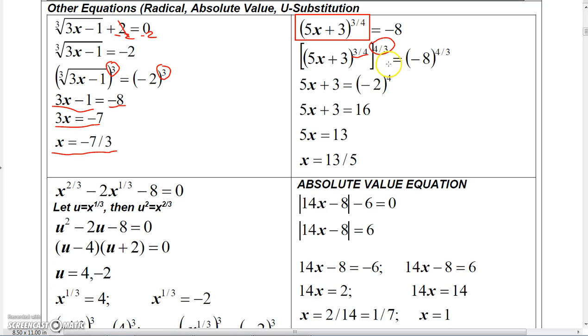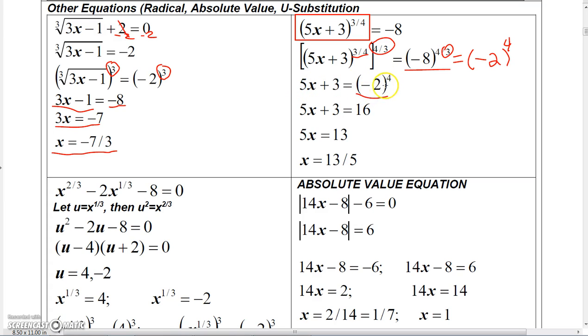Now again, you can't raise one side to the 4/3 unless you raise the other side to the 4/3. So I'm going to raise negative 8 to the 4/3. Now, I've shown you in an earlier video, when you do this, this is the same as saying the cube root, this denominator is the root. So this would be the cube root of negative 8, which would be negative 2. And then the numerator of that exponent, 4, is the power. So that's the same as negative 2 to the 4th power, and I just wrote that there. So I have 5x plus 3 equals negative 2 to the 4th power.